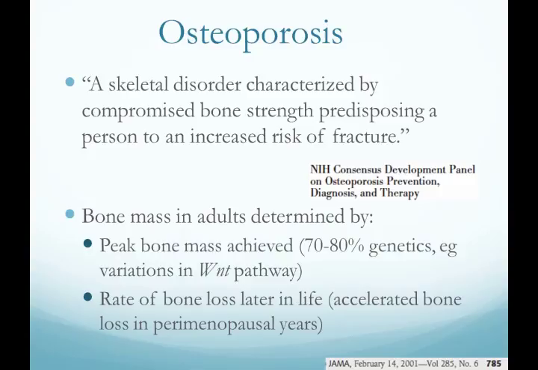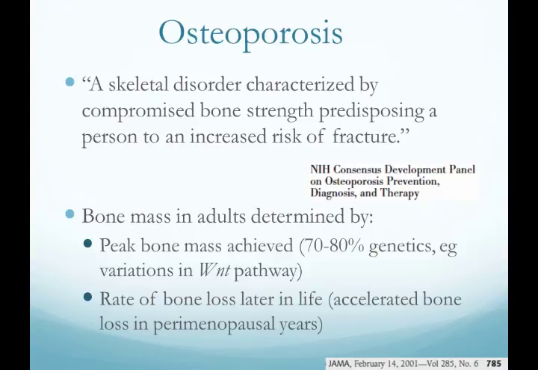The other determinant of what your bone mass or bone strength is going to be is the rate of bone loss later in life. So let's say two people have the same peak bone mass when they are 35 years old. Then one of them, for some reason, which we'll talk about a little later, loses bone really rapidly. The other one loses bone very slowly. So by the time they're 60, the first one is going to have a lower bone mass, right? It's very obvious.